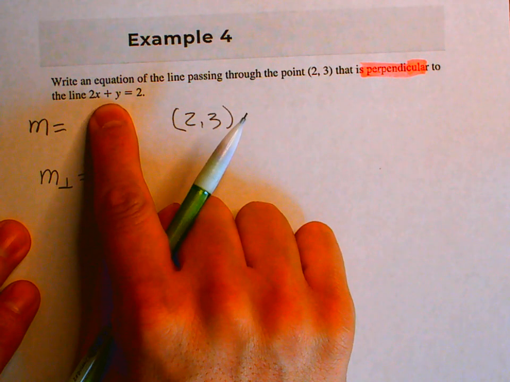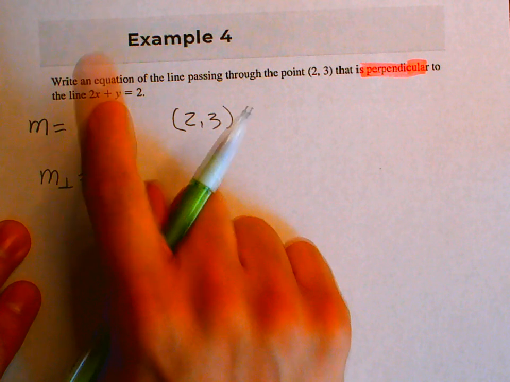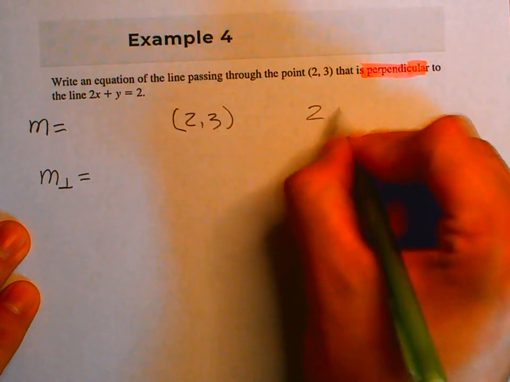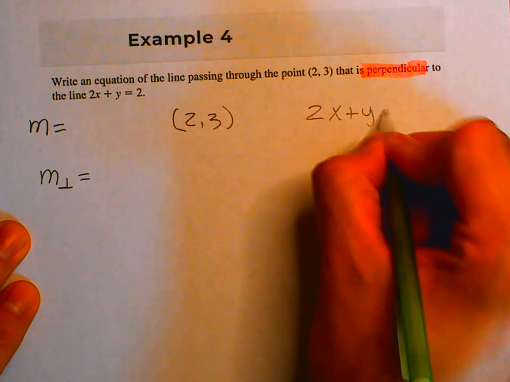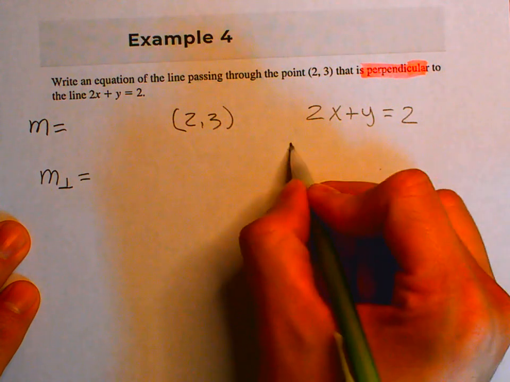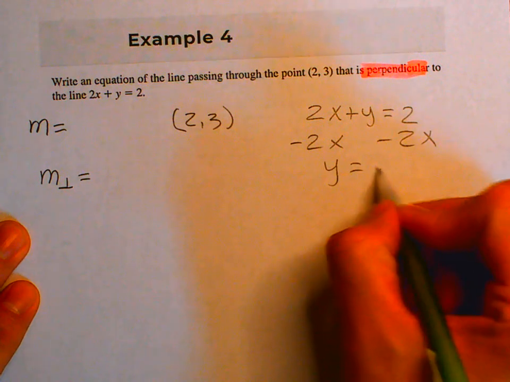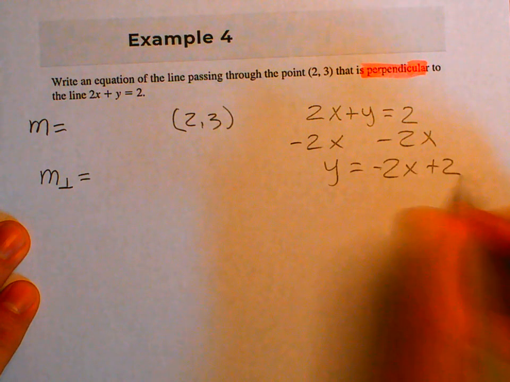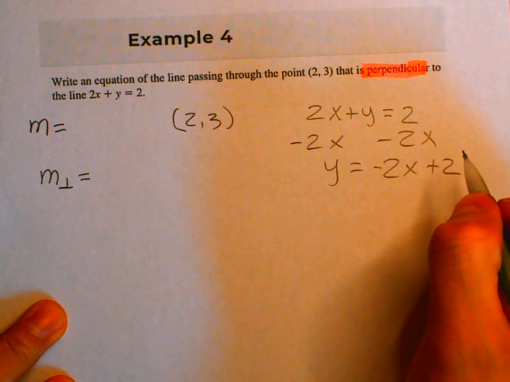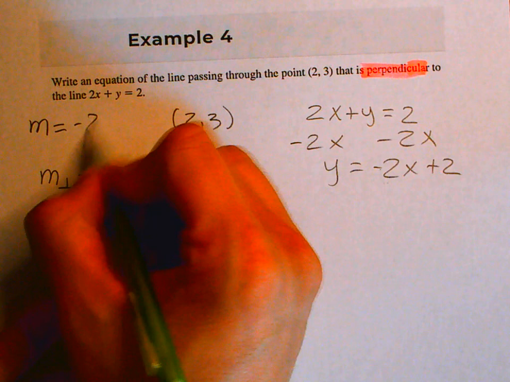If you're thinking the slope of this line to be 2, you are not correct because that is not solved for y. Okay, so let's fix it. If it's not solved for y, fix it. Solve it for y. I'm going to solve for y by subtracting 2x. And y equals -2x plus 2. Okay, now I got my information. The slope, the original slope, is -2.